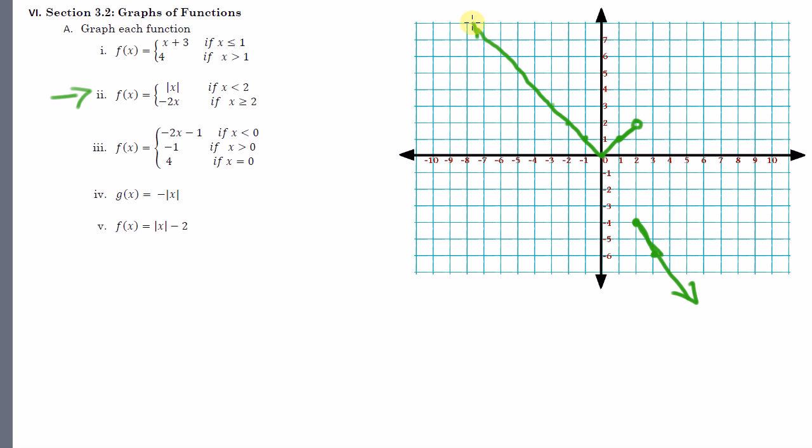So this would be the graph, and remember, you might want to label your axis, and you might want to label the parts, something like that. Y equals -x, y equals absolute value of x, or f of x equals.